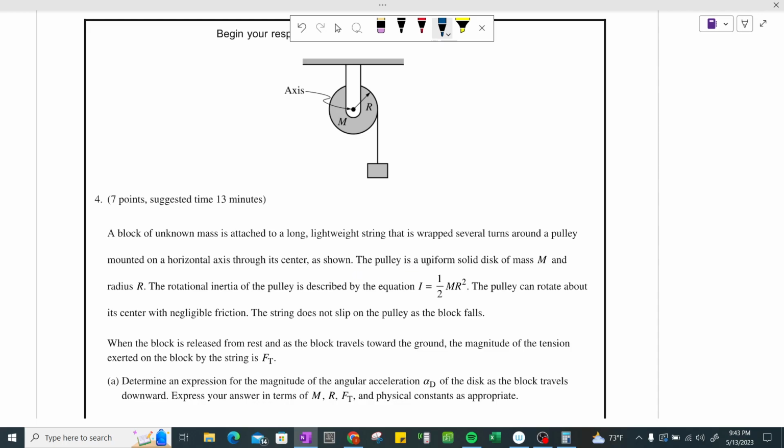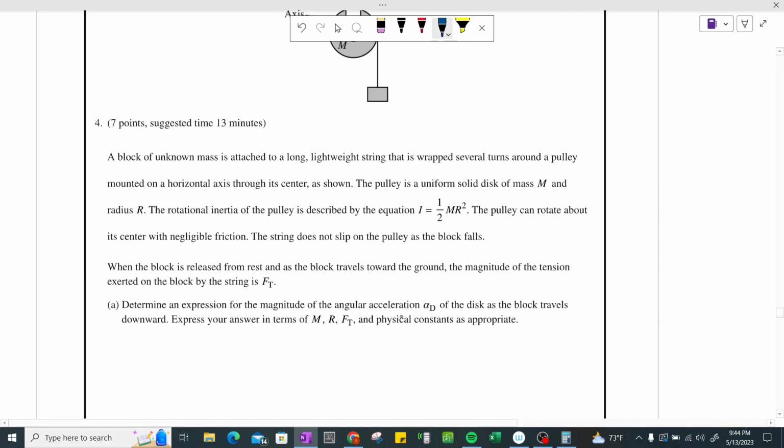The pulley is a uniform solid disk of mass m and radius r. They give you the inertia, which they always will for these. It can rotate about its center with negligible friction, so there are no external torques acting on it, which makes it a bit easier. It does not slip, so you don't have to worry about anything funky from that. When it's released from rest and as it travels to the ground, the magnitude of tension is Ft. This is actually not too dissimilar from the toilet paper freefall lab, because as it's falling, it's unwinding. It's just kind of in reverse. So let's see what equations we could use. It says to use M, R, F_T, and physical constants.